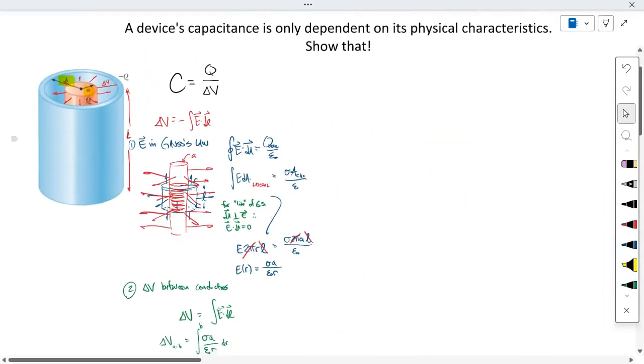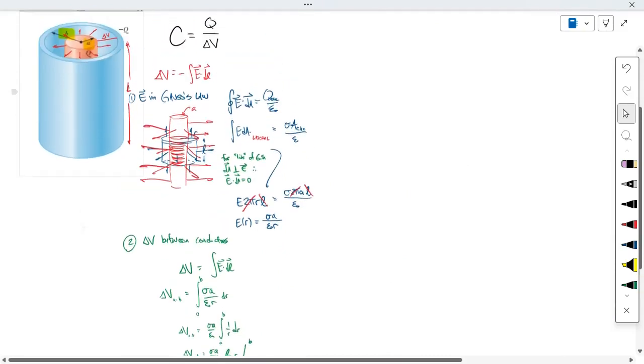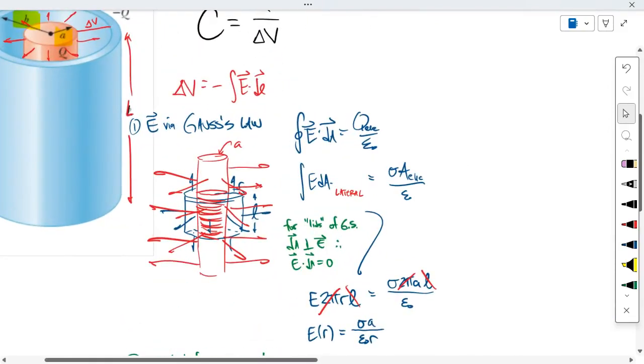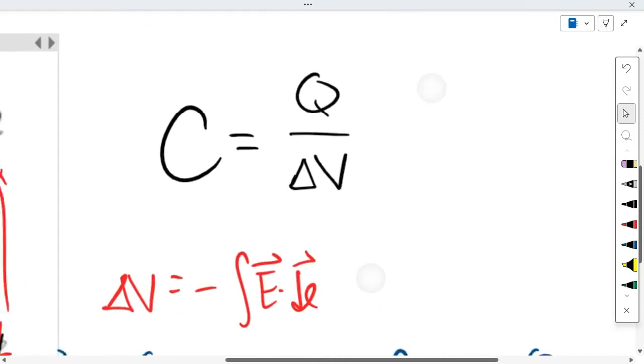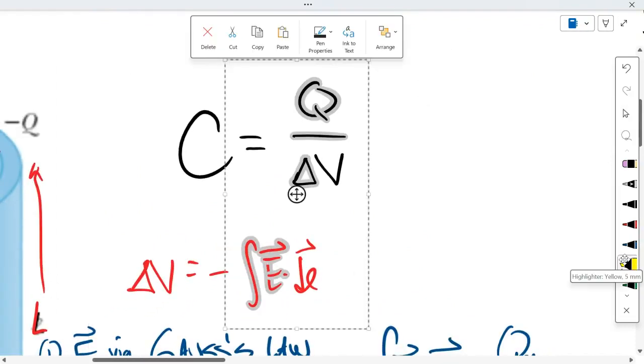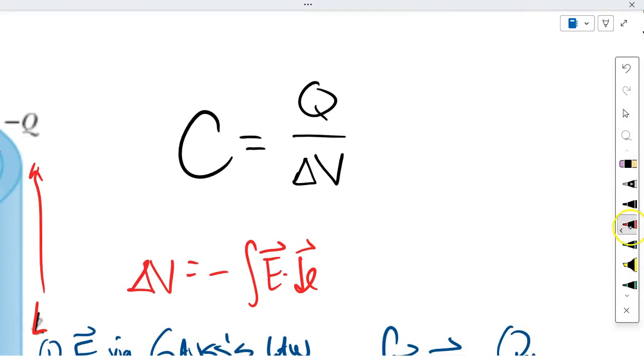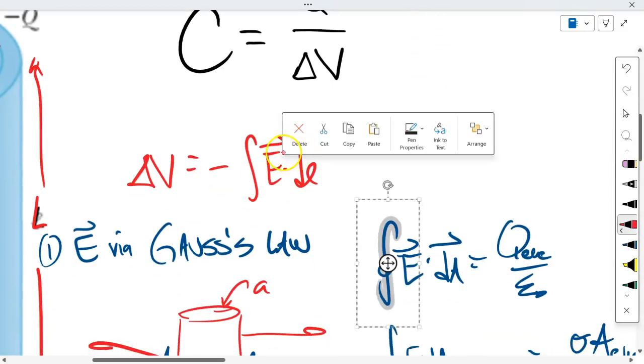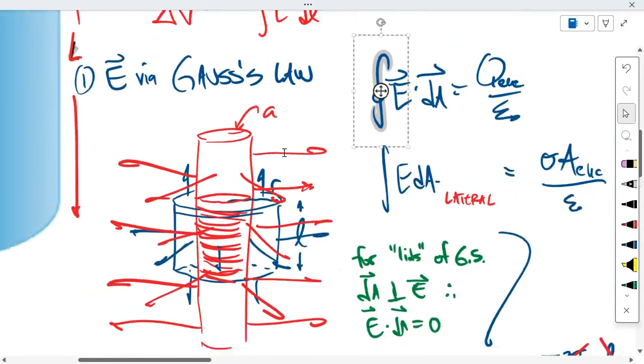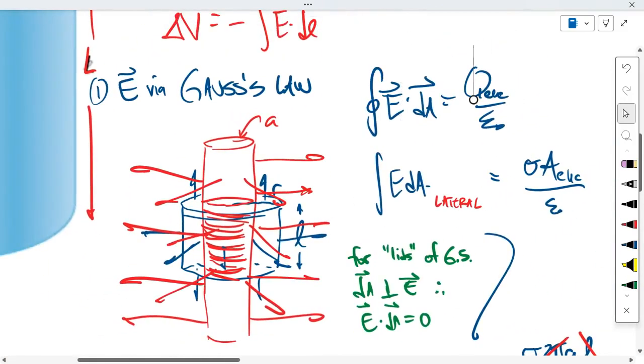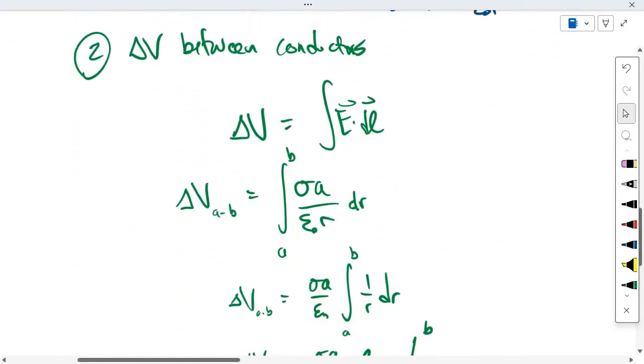Okay, but that's the process, regardless of what kind of capacitor you're trying to find the capacitance of. That's the definition, so it's a question of how we define each of these things. The Q is always going to be sigma A, because capacitors store charges on conductors, and conductors have surface charge only. And how do you do delta V? First we have to find E, so that's when we use Gauss's law. Then we find delta V via the definition.